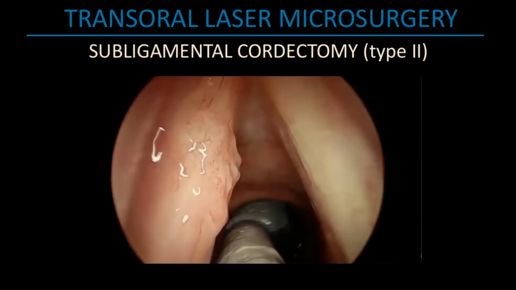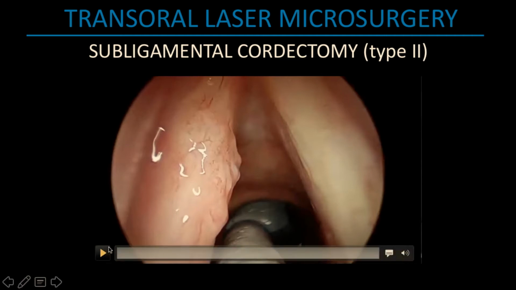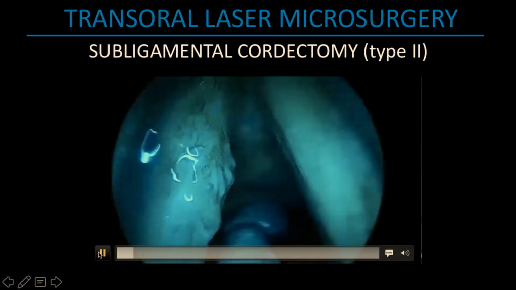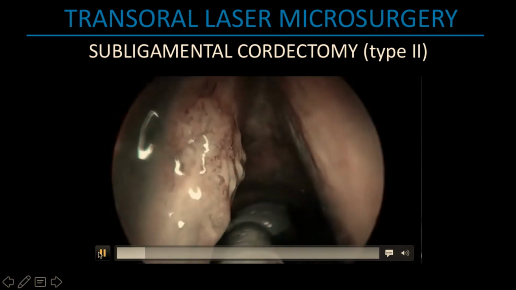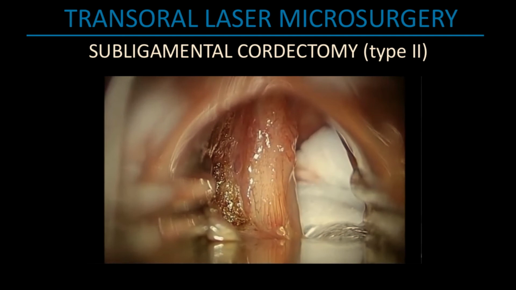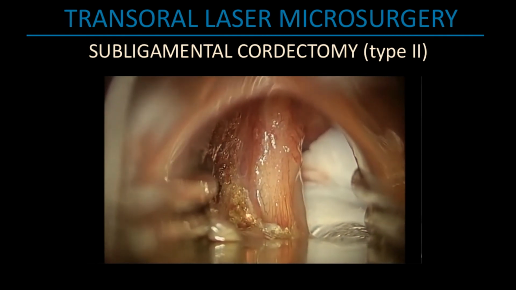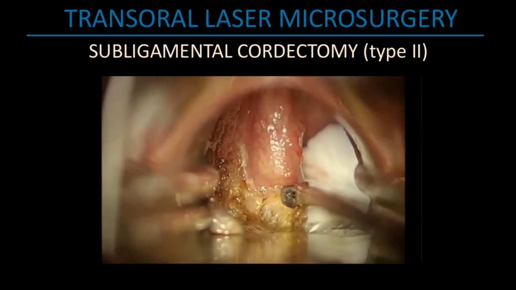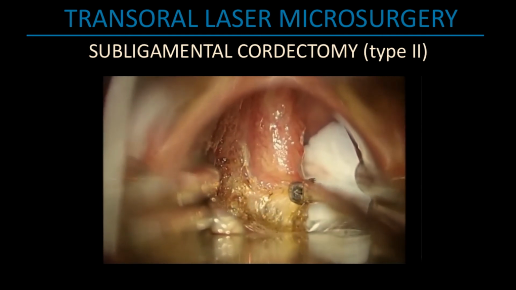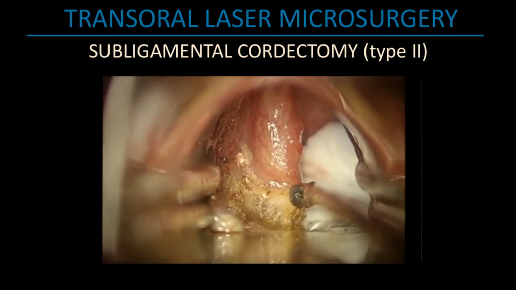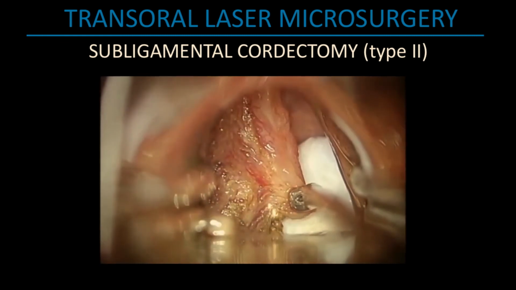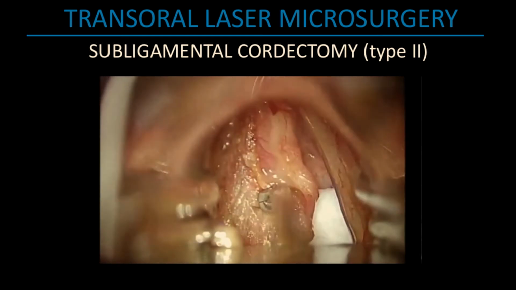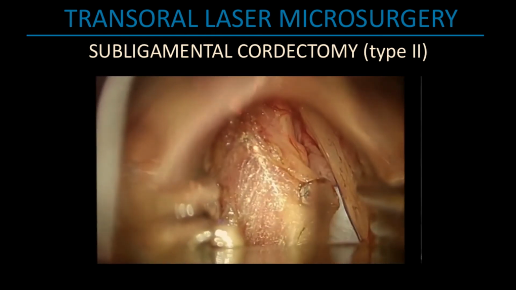This is the case of subligamental chordectomy. You can see some dark spot and branching vessel. Again, I perform a ventriculectomy just to have a better visualization of the lateral extension of the lesion. I perform a routine ventriculectomy because you optimize the visualization of the vocal cord.